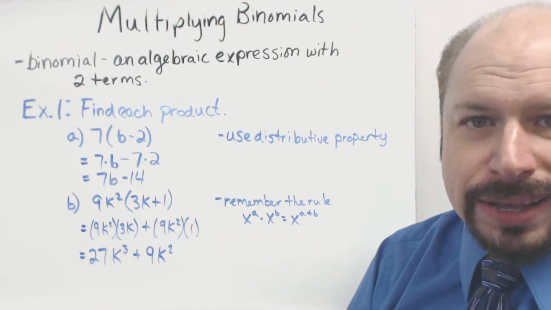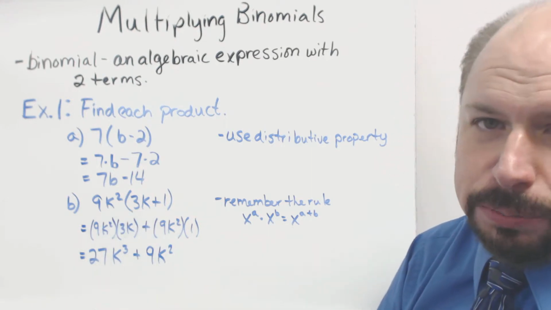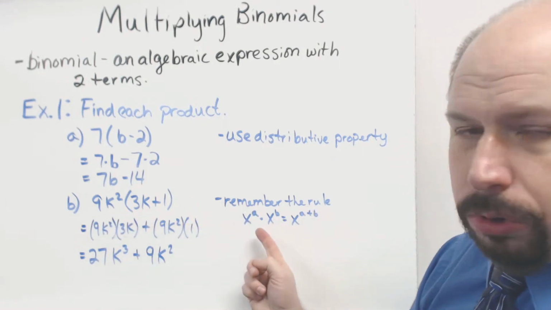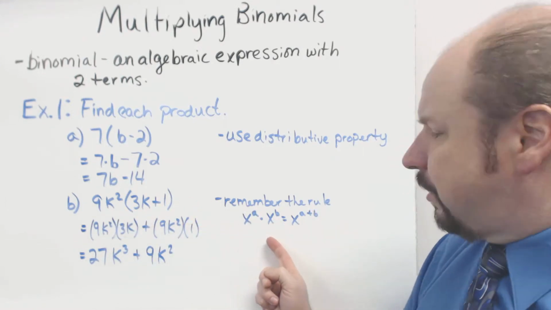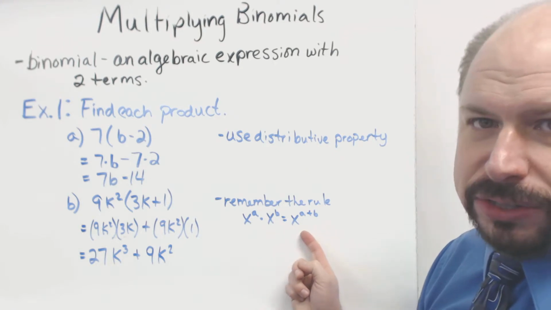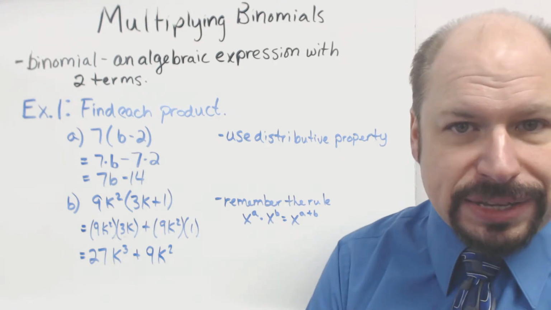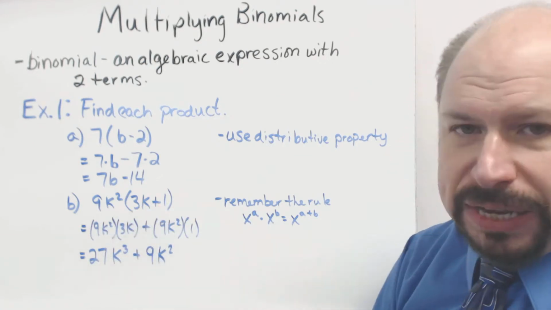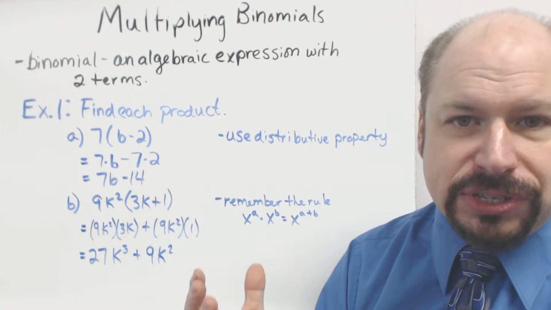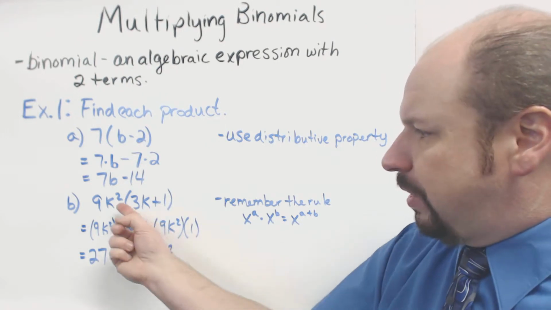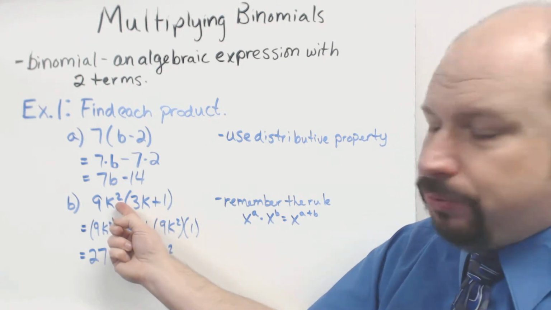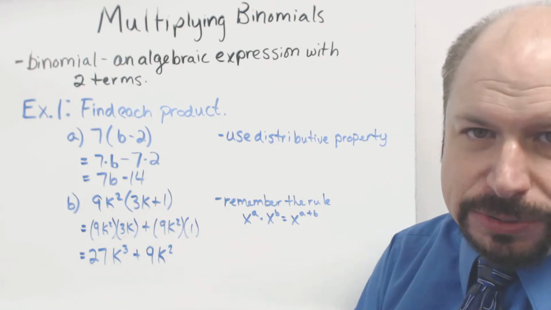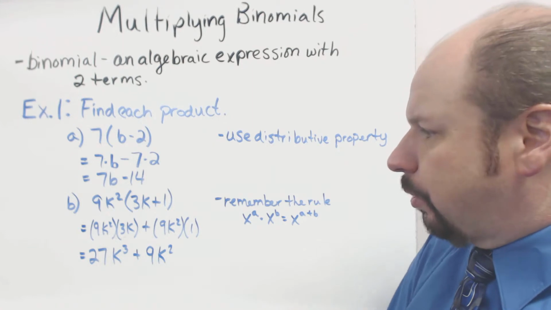Okay, the next one, 9k squared times 3k plus 1. So remember the rule: x to the a times x to the b is equal to x to the a plus b. So in other words, what that's saying is if we have like bases, we're just going to add the exponents. So in this case, this has an exponent of 2, this has an exponent of 1.